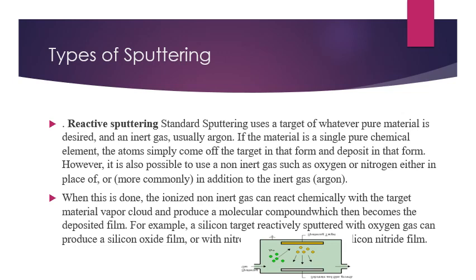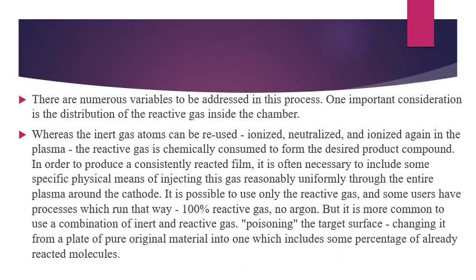When this is done, the ionized non-inert gas can react chemically with the target material vapor cloud and produce a molecular compound, which then becomes the deposited film. For example, a silicon target reactively sputtered with oxygen gas can produce a silicon oxide, and nitrogen can produce a nitride film. There are numerous variables to be addressed in this process.